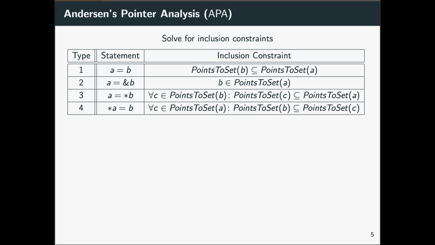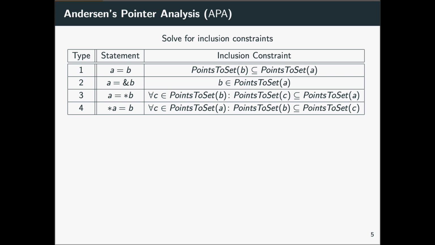Formally, the analysis is stated as the least fixed point of a set of inclusion constraints between the points-to sets of all pointers, where the constraints generalize the principle we illustrated in the previous slide. For example, the statement A equals B results in the constraint that the points-to set of B must be included in the points-to set of A.